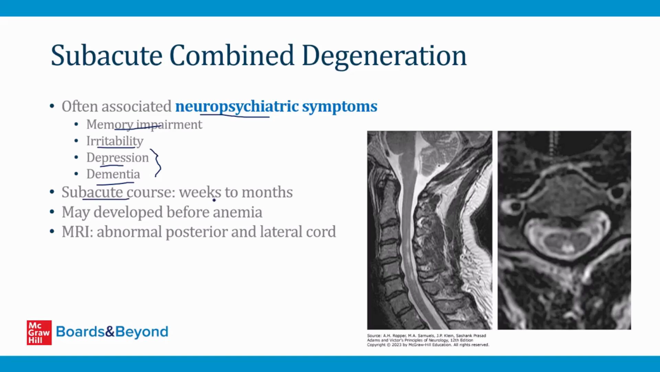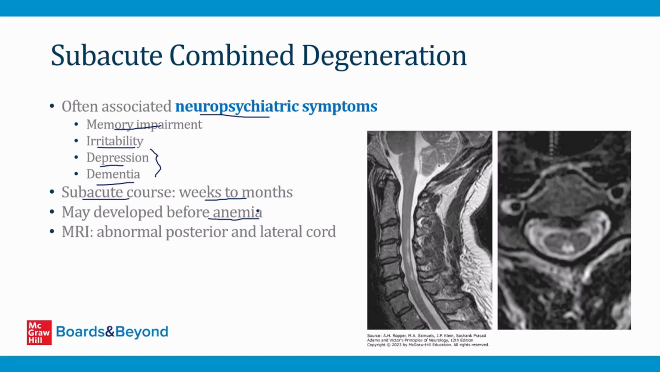So in a board question, it's going to be described as developing slowly over weeks to months, not days like you would see in polio or in an anterior spinal artery occlusion, and not years like you might see in ALS or tabes dorsalis. Importantly, you can see the neurologic symptoms before the anemia, so just because the patient has a normal hemoglobin or red cell count, it doesn't rule out this condition.